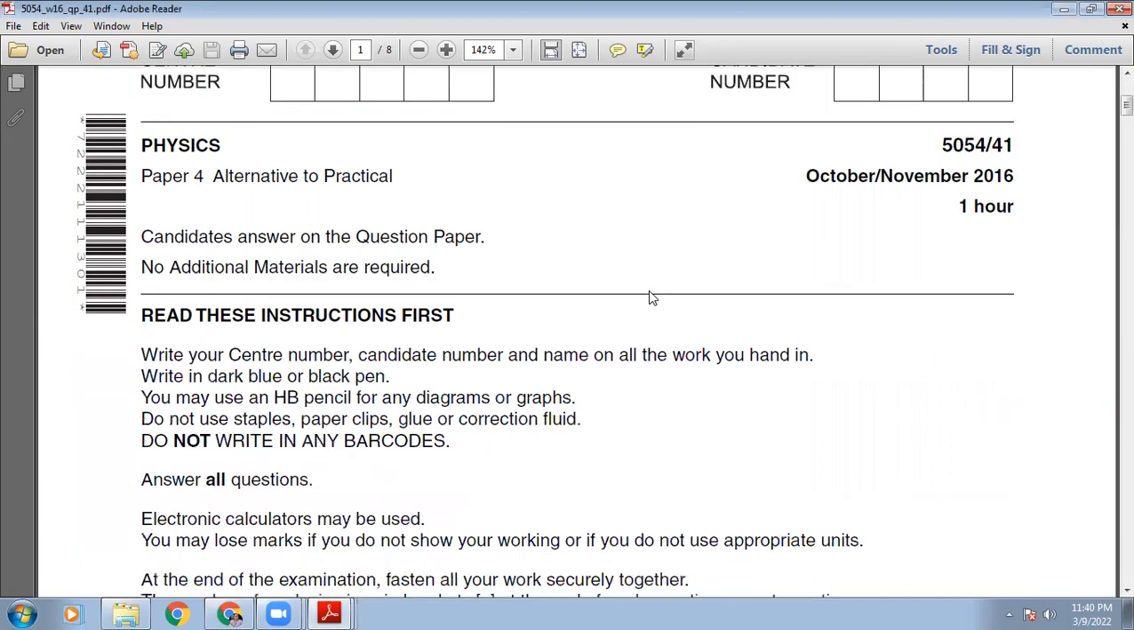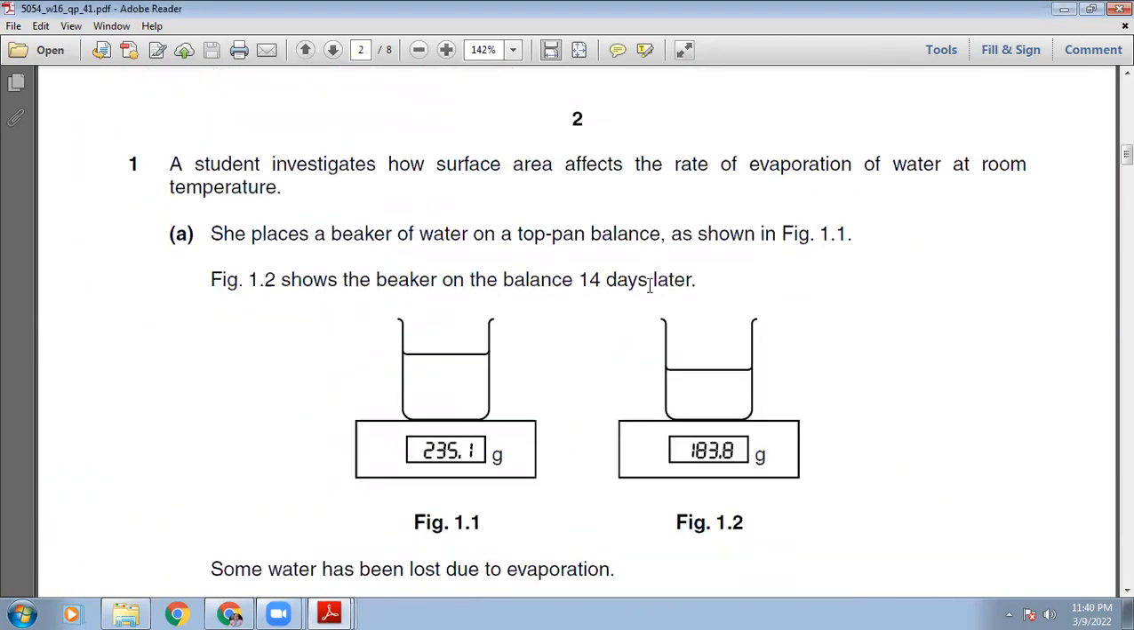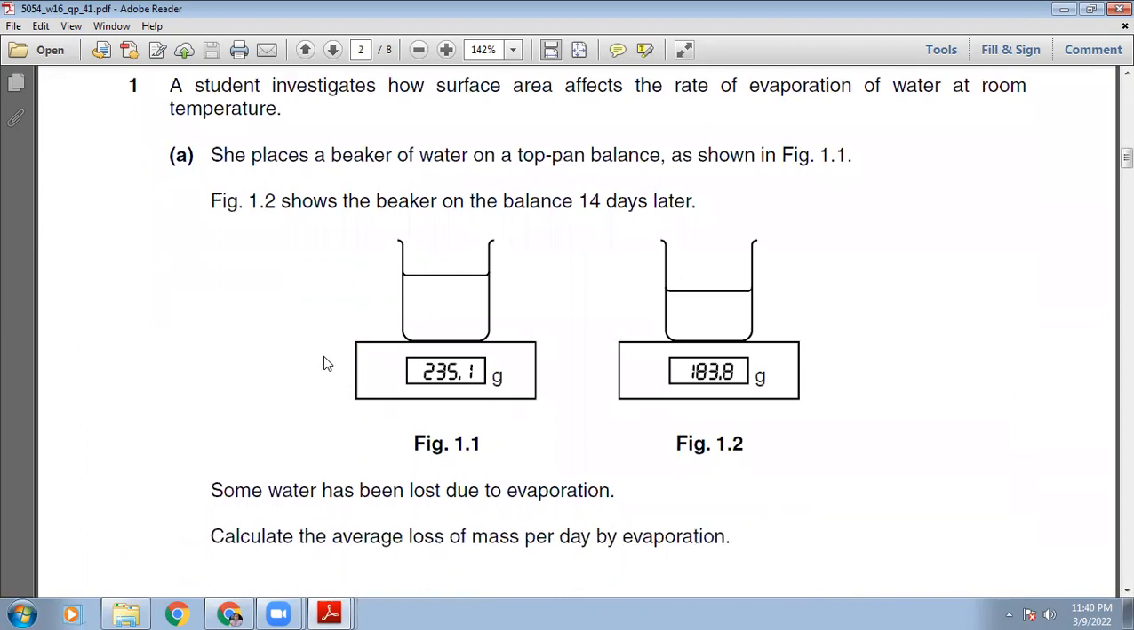So the first question is coming up on your screen. The time allowed for this paper is 1 hour. A student investigates how surface area affects the rate of evaporation of water at room temperature. She places a beaker of water on a top pan balance as shown in figure 1.1. Figure 1.2 shows the beaker on the balance 14 days later. So this first figure 1.1 shows you the beaker on the first day.